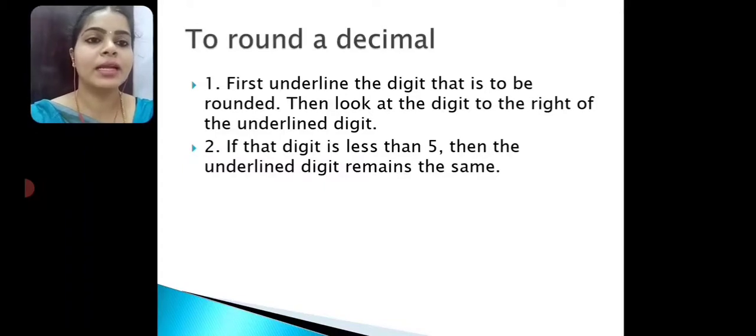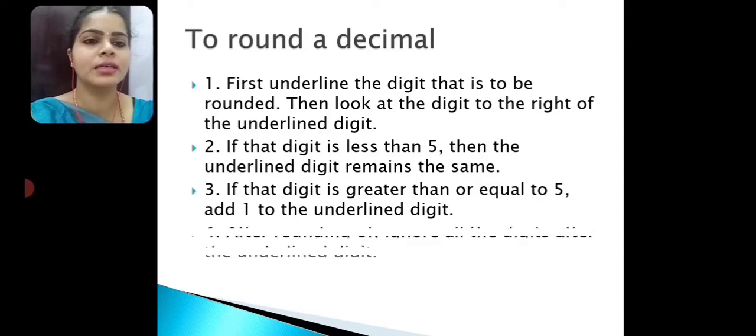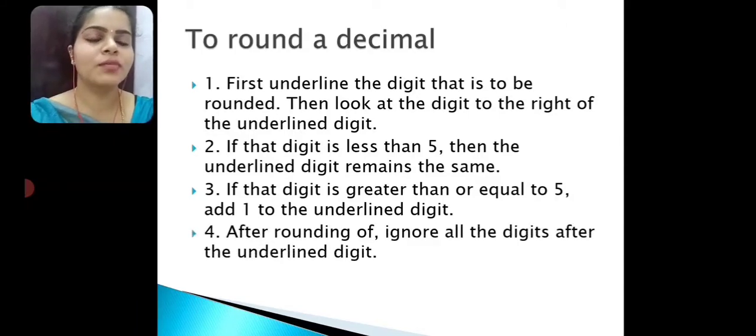Second, if that digit is less than 5, then the underlined digit remains the same. Third, if that digit is greater than or equal to 5, we have to add 1 to the underlined digit. Fourth, after rounding off, ignore all the digits after the underlined digit. Did you understand?